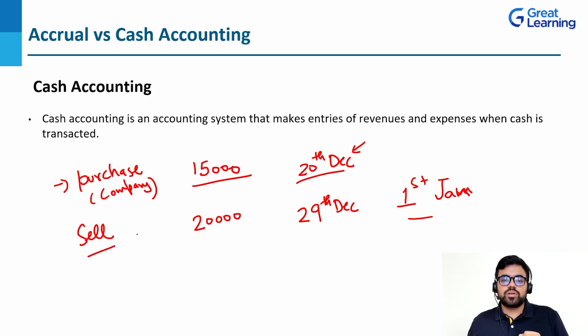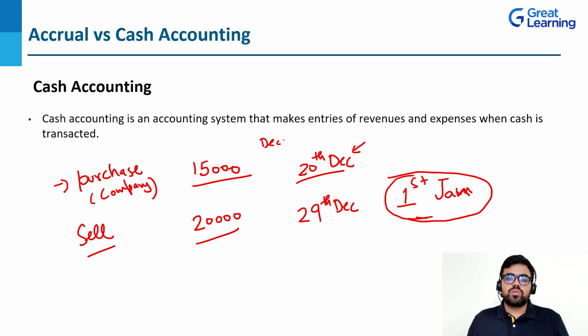After selling that particular phone for 20,000, you will make that entry on 1st January and not 29th December, because you have received the cash on 1st January. Now you have to look at the December account. So in the December account, you have paid the money to a company, right? To the phone manufacturing company. So that will show me a loss of 15,000, as the money has gone out of you.